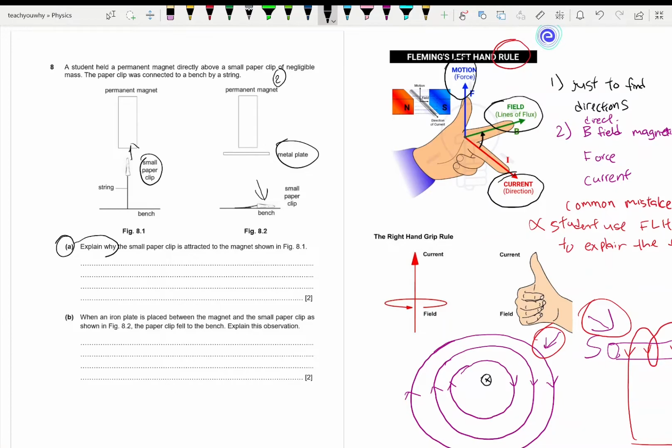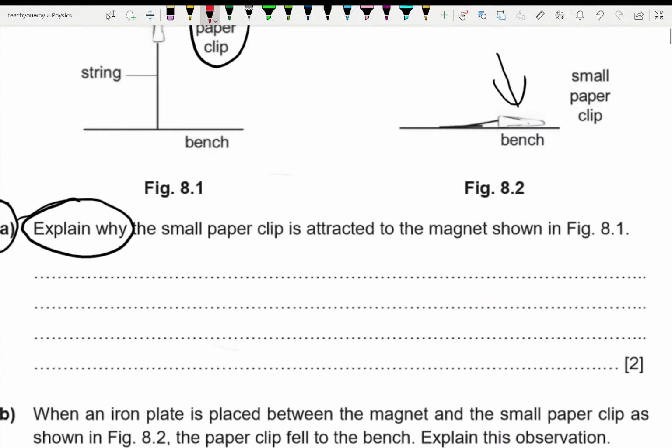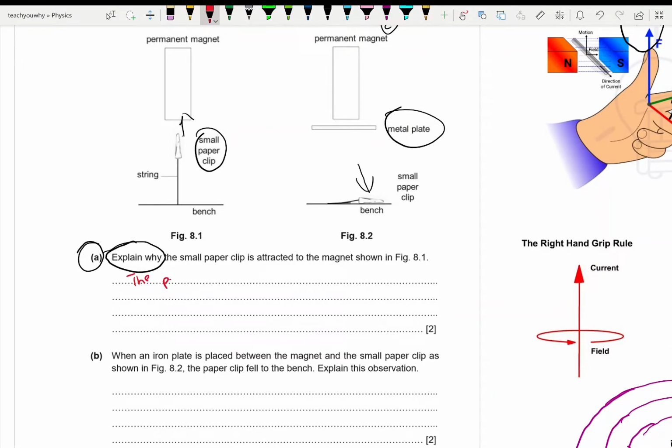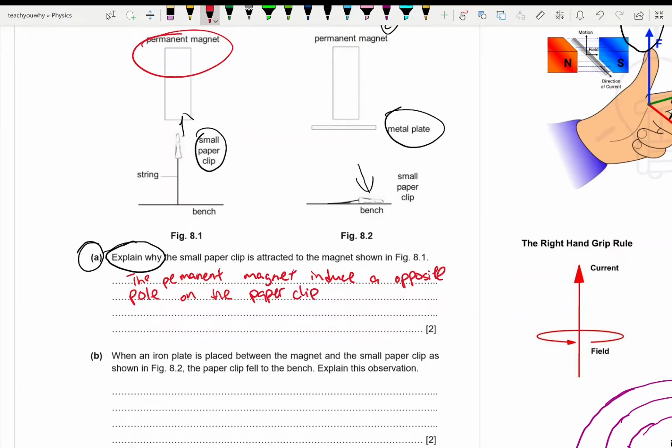Now, they say explain why. So how should you go about answering? I will write down the correct answer and then I'll explain what the wrong answer is. So to explain why, we say that the permanent magnet induces an opposite pole on the paperclip. Basically you are trying to say that this magnet makes this small paperclip a magnet. That's what induce means: to cause the small paperclip to become a magnet.